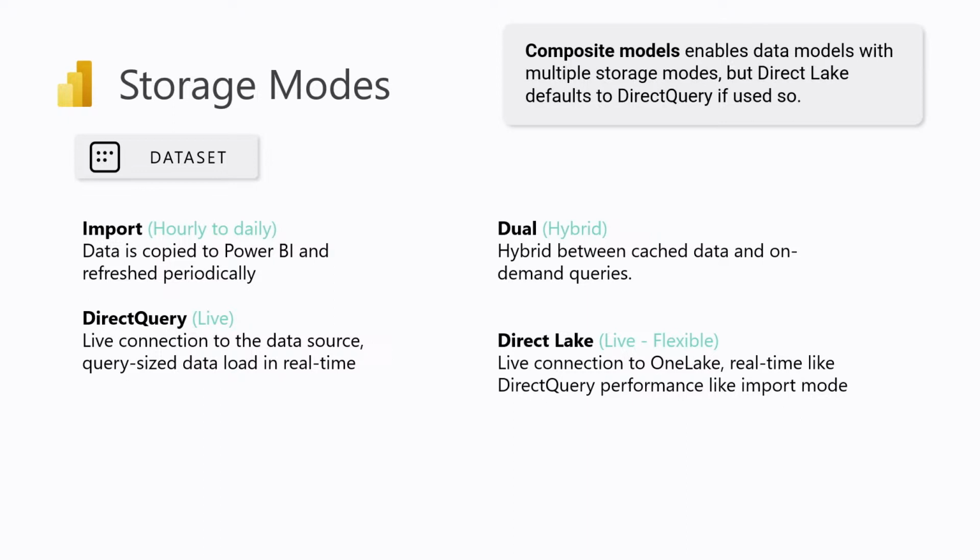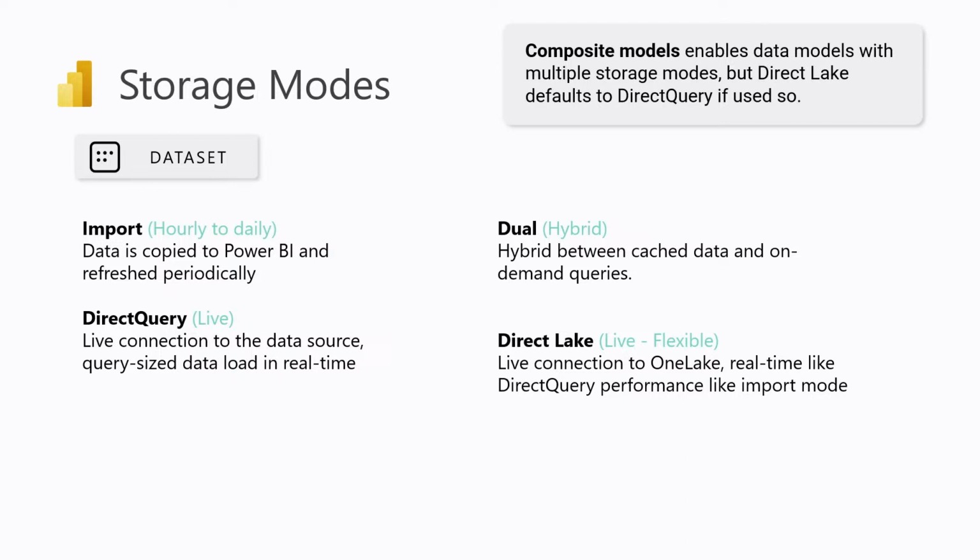And then we have Dual, which is a hybrid between the import mode and DirectQuery, allowing us to use one storage mode for some tables and combine it with another for some queries. And finally, composite models that enable us to use multiple storage modes, except for the new Direct Lake mode. It doesn't work with composite models.